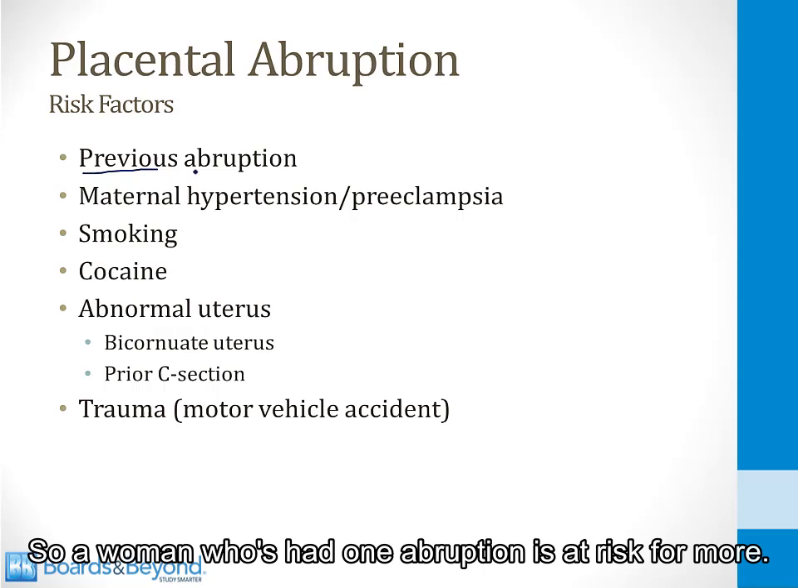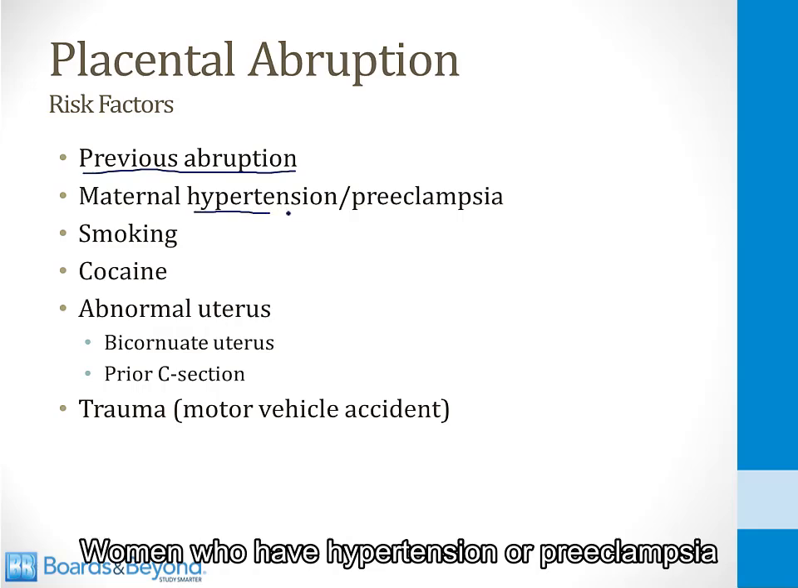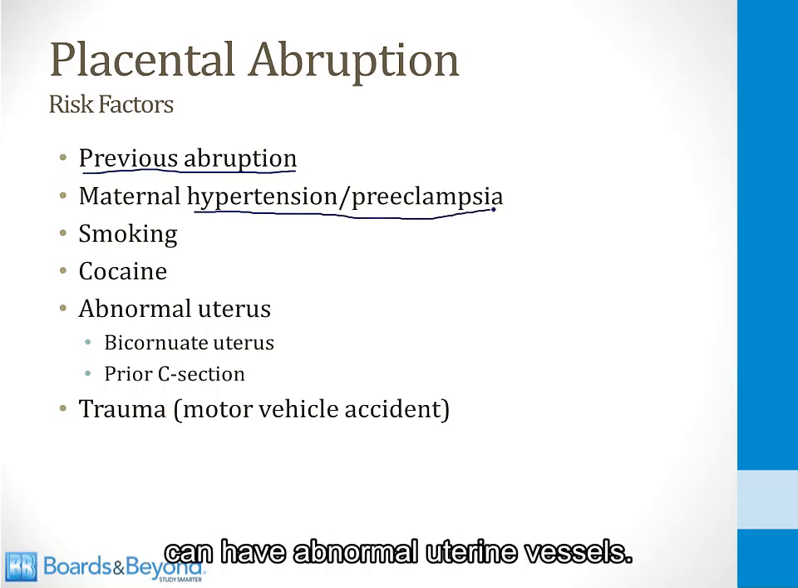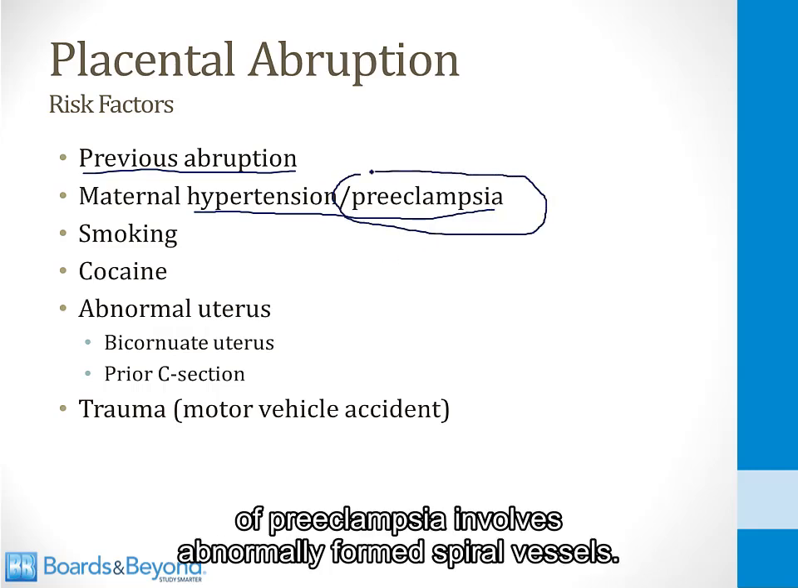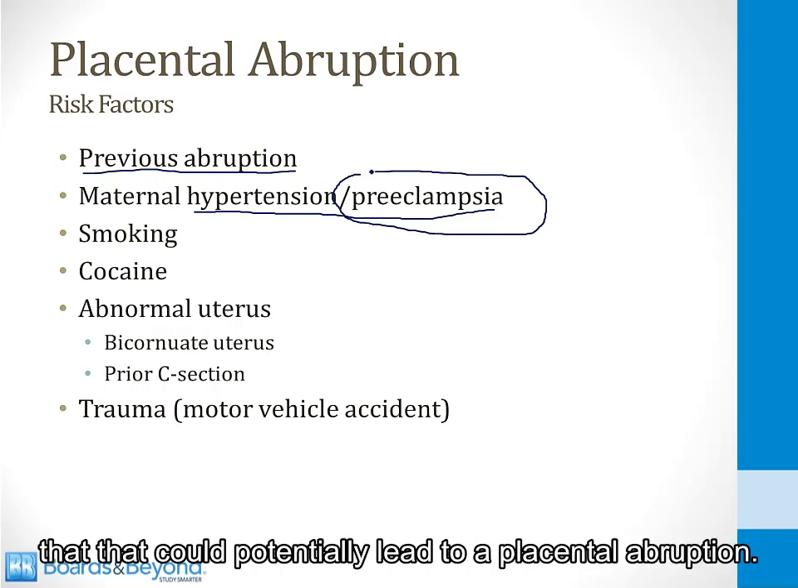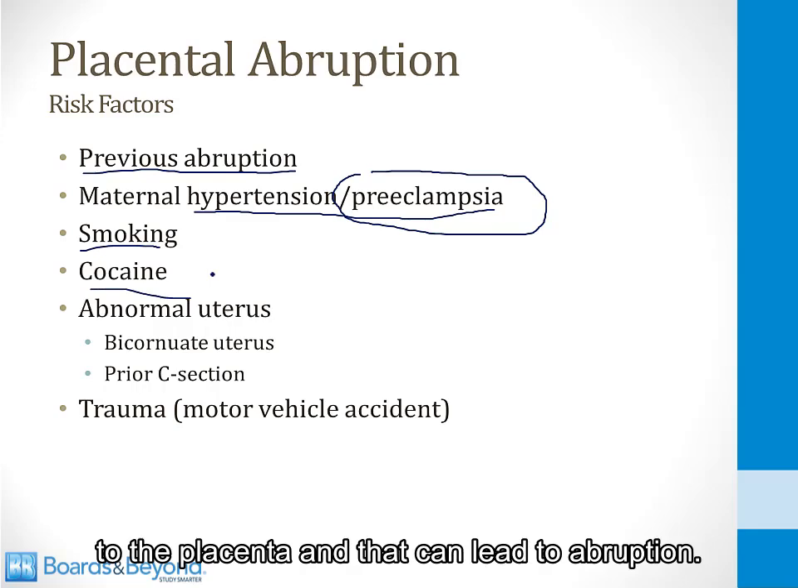So a woman who's had one abruption is at risk for more. There's something about her that sets her up for that condition. Women who have hypertension or preeclampsia can have abnormal uterine vessels. In fact, the pathophysiology of preeclampsia involves abnormally formed spiral vessels, so it's obvious that that could potentially lead to a placental abruption. Smoking and cocaine can disrupt the blood supply to the placenta, and that can lead to abruption.